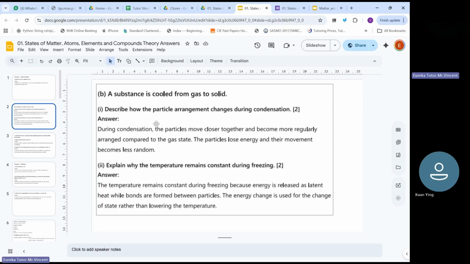The question asks you to describe the particle arrangement change during condensation. So you can say during condensation, the particles move close together and become more regularly arranged compared to the gas state. The particles lose energy and the movement becomes less random. Okay. Next, the question.